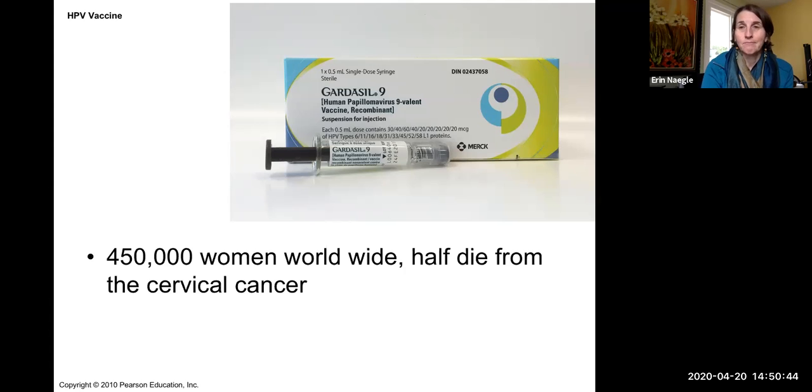Worldwide, stats are that about 450,000 women have cervical cancer every year, and about half of those women will die of cervical cancer.